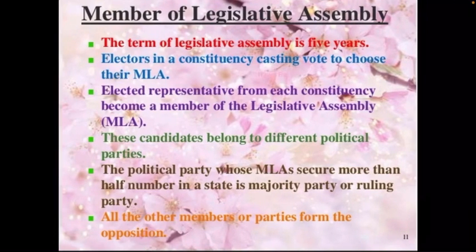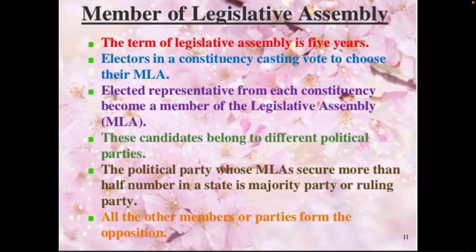Member of Legislative Assembly, who are they? In short, we often call them MLAs. The term of the Legislative Assembly is 5 years. That means we elect our MLAs for 5 years. Electors in the constituency cast votes to choose their MLA. The people have the power to choose the MLA. The elected representative from each constituency becomes a member of the legislative assembly. Whoever we cast the vote for and is the winner becomes the MLA.